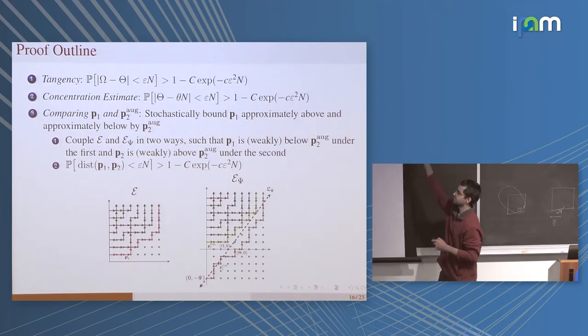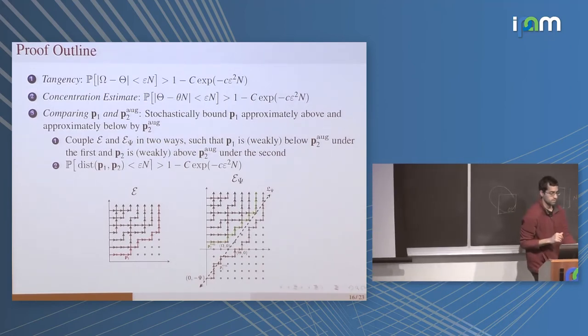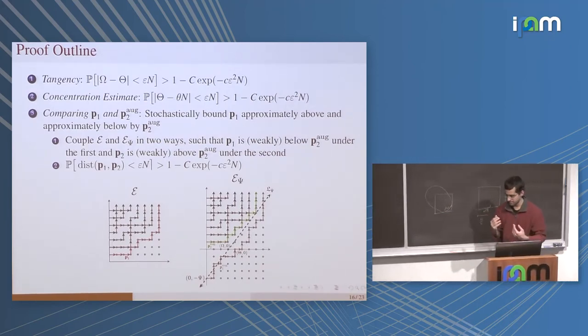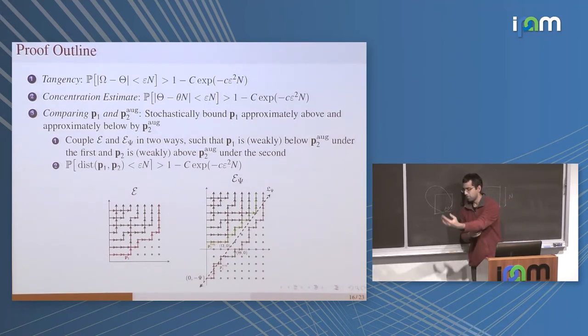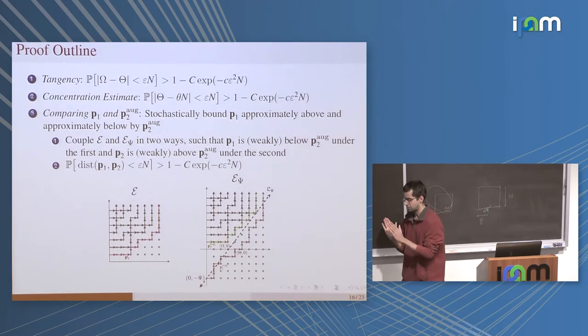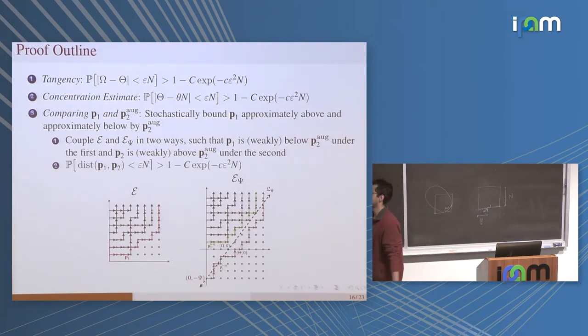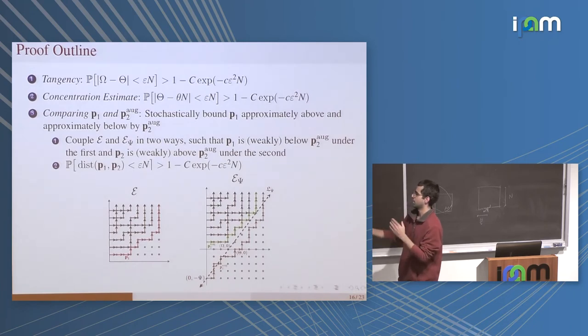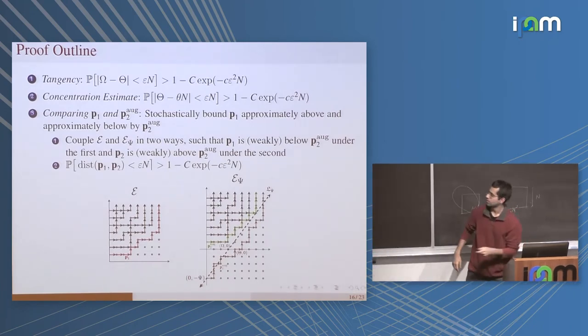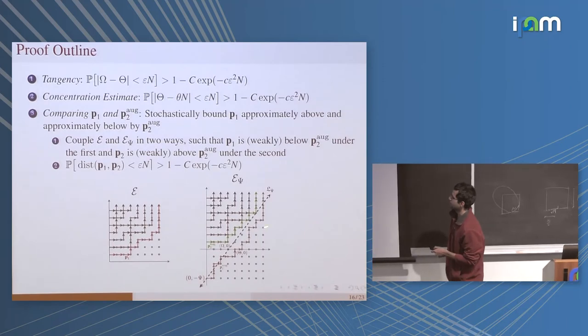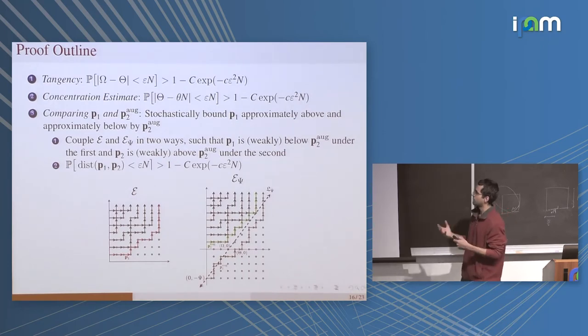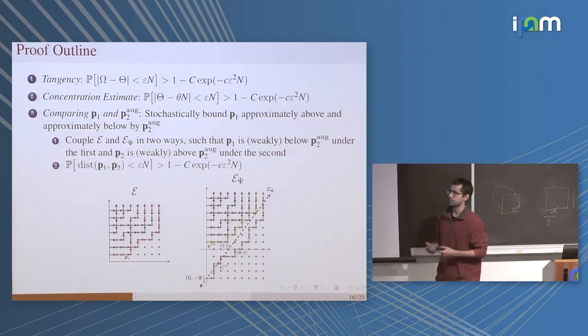The third step. So the last issue that I mentioned with the tangent method is that the introduction of this new path, this P1 aug, might mess with the arctic curve. So the third step is to compare P1 and P2 aug, to compare this green path with this red path. This will proceed through a coupling procedure. I'm going to couple the laws of E and E psi in two ways.